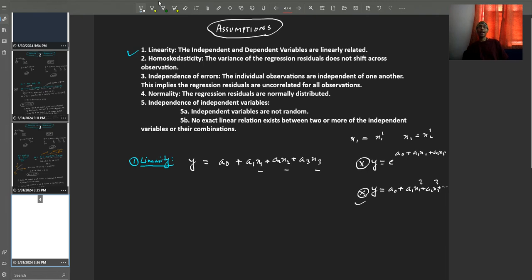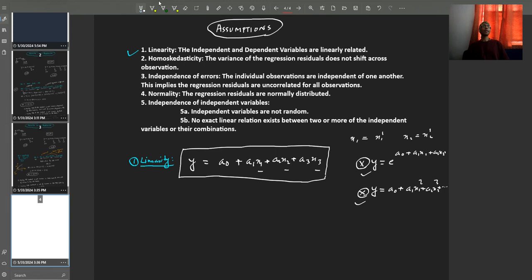Here y is equal to exponential to the power of a0 plus a1 x1 plus a2 x2. So this is again not a linear relationship. This is an exponential relationship. The relationship which can be called linear is like this. Every independent variable is raised only to the power of 1, and there are coefficients which are real numbers. So this is how linearity can be defined.